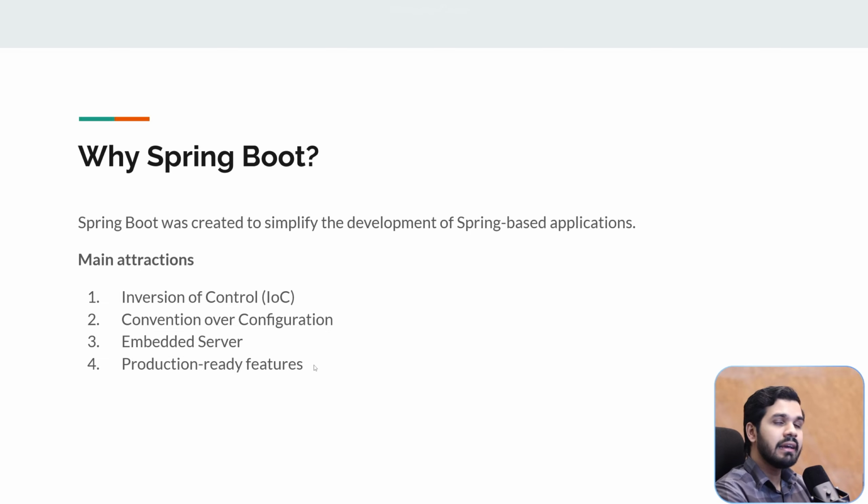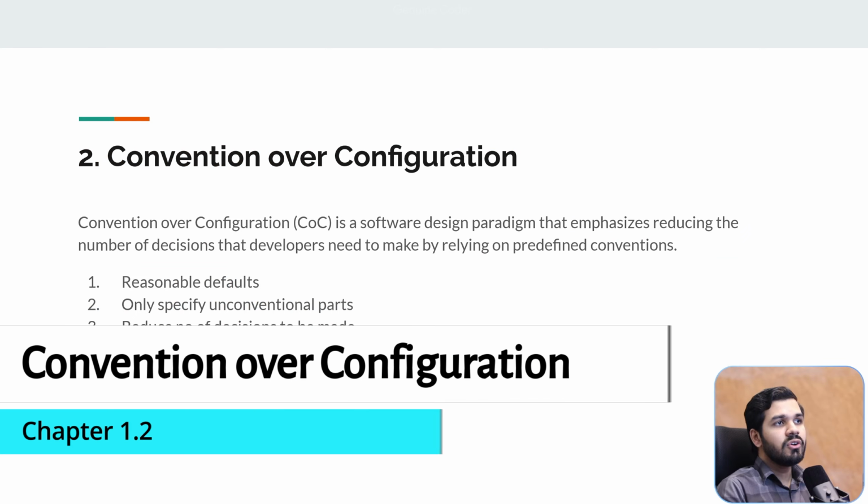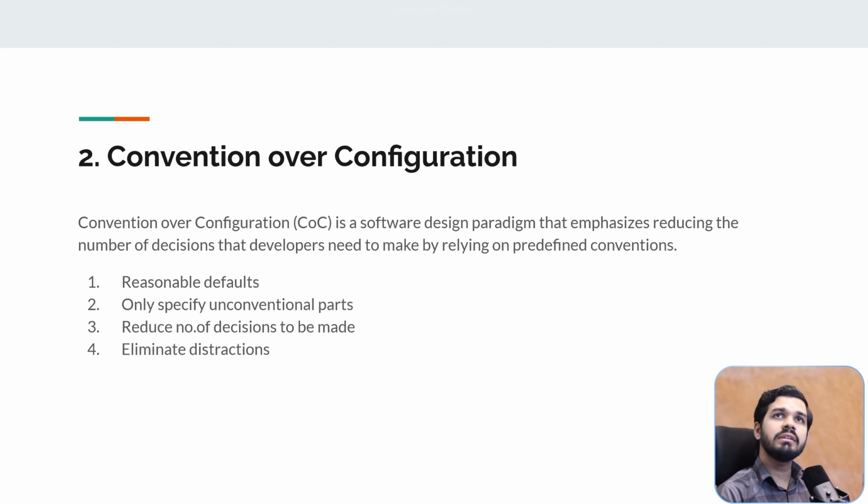The second one is convention over configuration. One of the major advantages of Spring Boot is that it is very easy to get started. For example, when you create a new project, you have logging automatically enabled. You can see the console logs properly, and if you want file logging enabled, you just have to change one line of code. Convention over configuration is a software design paradigm that emphasizes reducing the number of decisions that developers need to make by relying on predefined conventions.